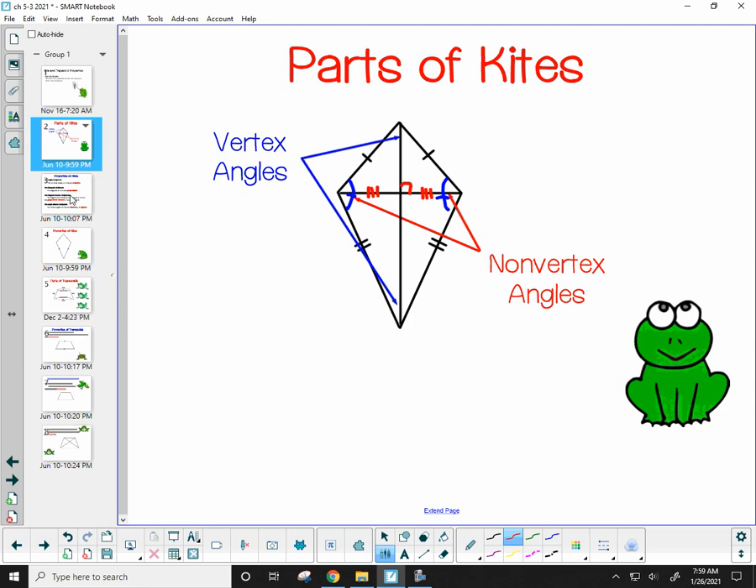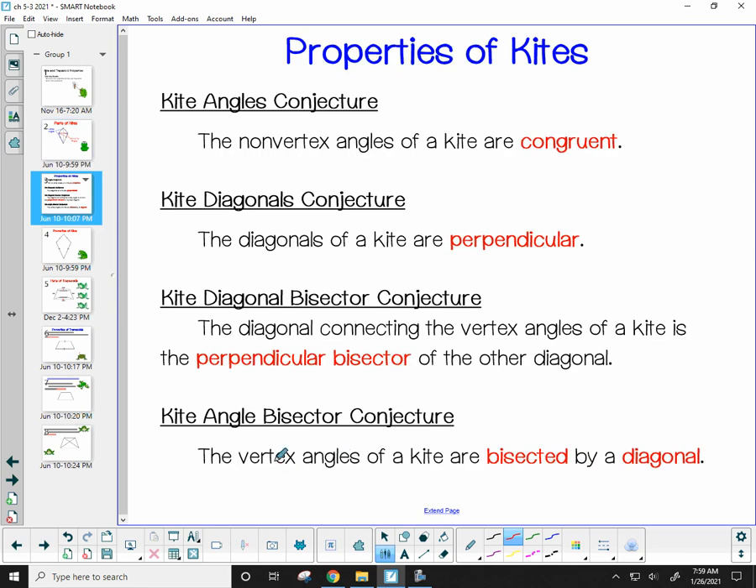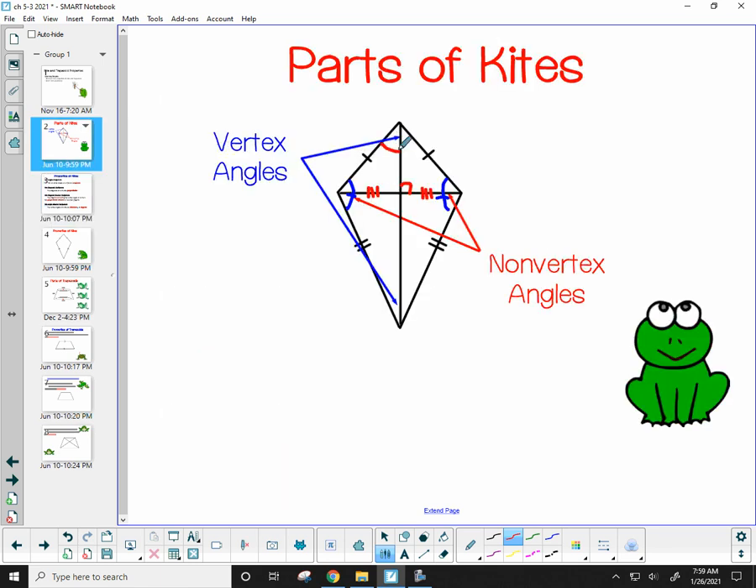Okay, so now, last one. I bet you could guess it. The vertex angles of a kite are bisected by the diagonal. So my vertex angles are bisected by the diagonal. Again, keep in mind, the altitude is the median, is the perpendicular bisector, is the angle bisector, right? So all of these properties really just came from our isosceles triangles.